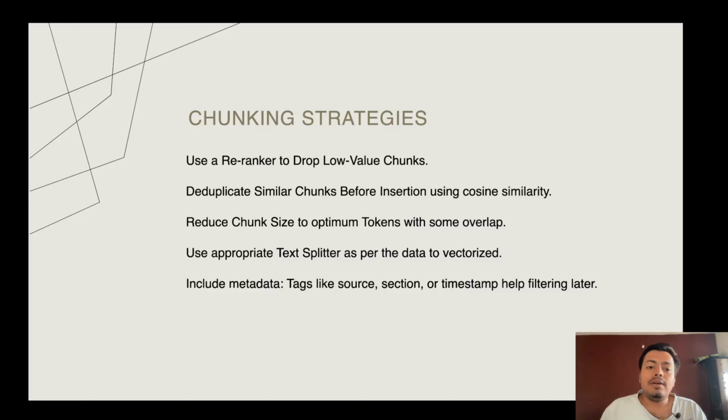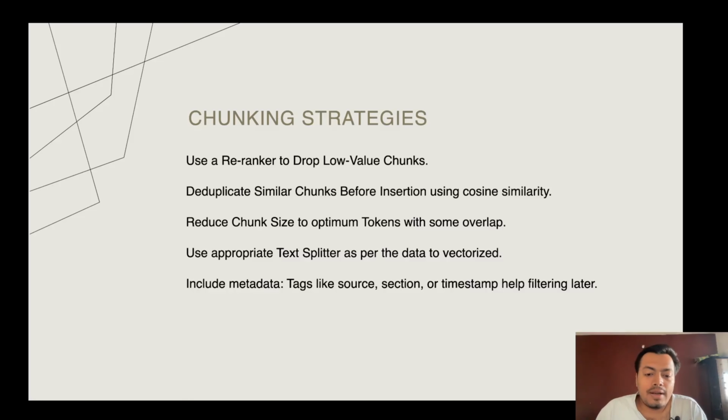Then one step further, which is chunking strategy. We are using re-ranking to drop low value chunks. Okay, instead of putting all the chunks into our context token window, deduplicate the similar ones. The chunks which are not important, just remove them. Reduce chunks to optimum size. It depends on the chunking strategy, how you are splitting up the text, whether you are using semantic chunking or not. Semantic chunking is very popular these days.